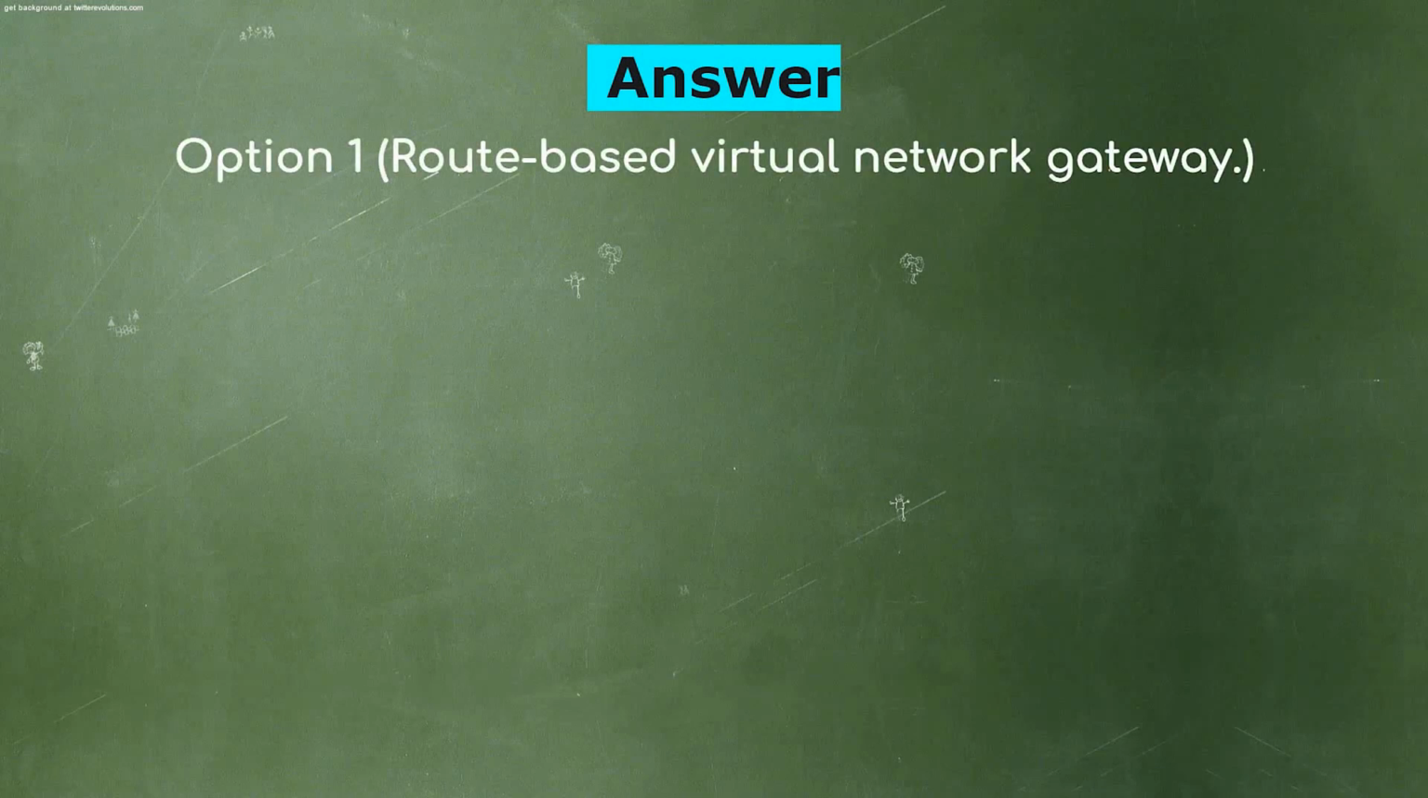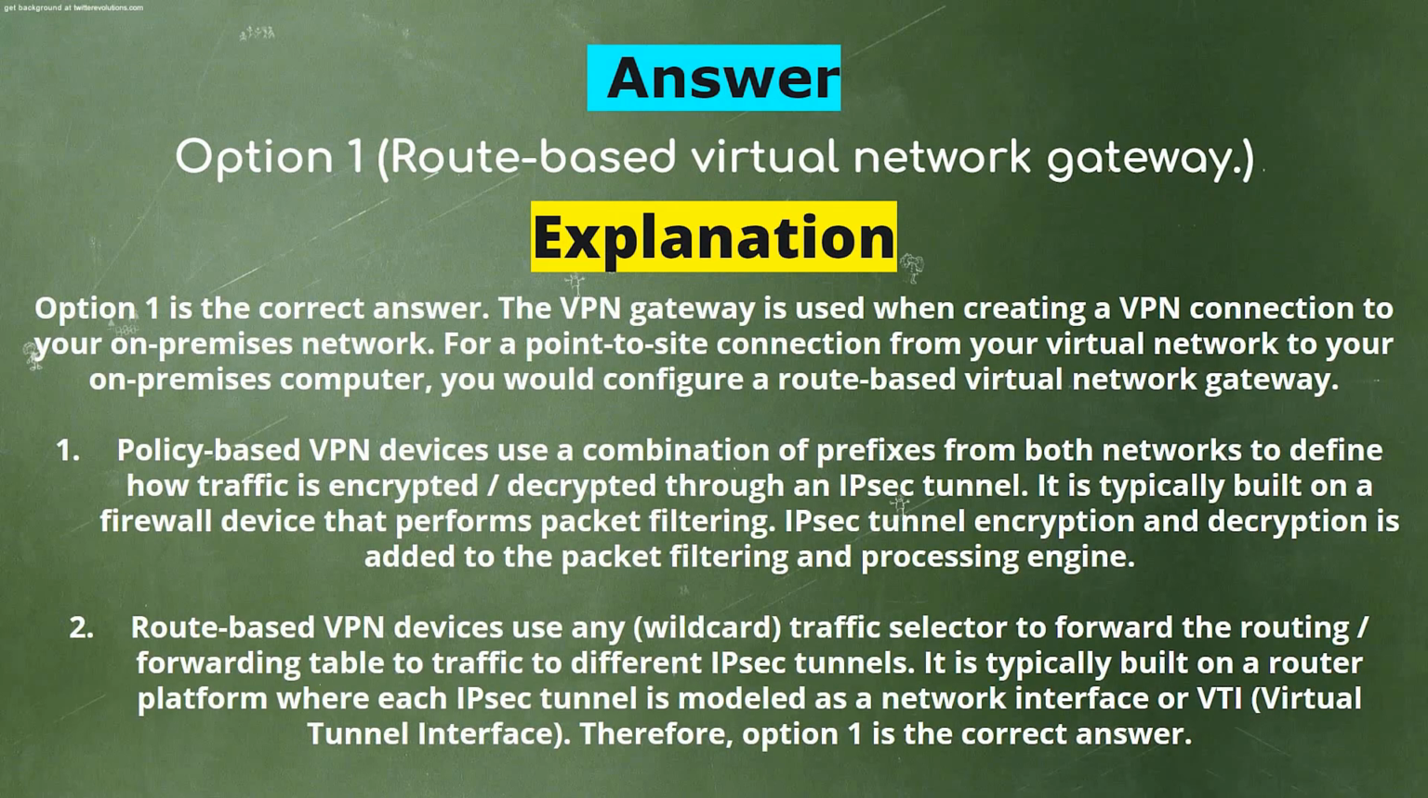Route-based virtual network gateway. Explanation. Option 1 is the correct answer. The VPN gateway is used when creating a VPN connection to your on-premises network. For a point-to-site connection from your virtual network to your on-premises computer, you would configure a route-based virtual network gateway.